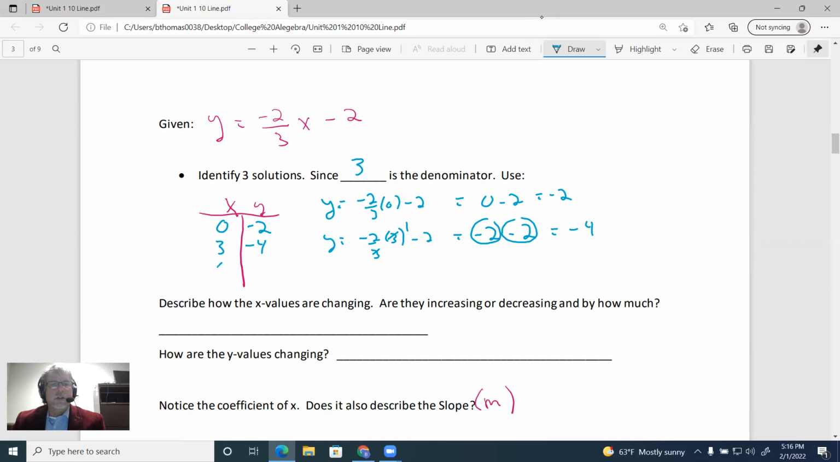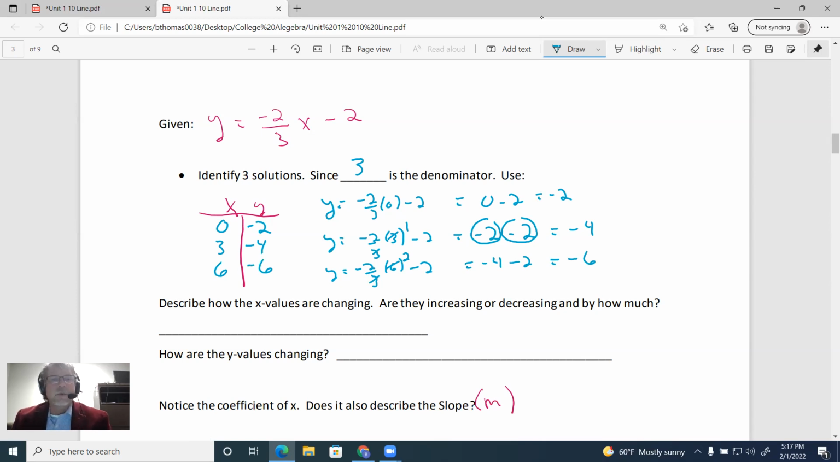And also 6 would be another easy number to divide by 3. So I have y equals -2/3 times 6 minus 2. So that's how 3 goes into 6 2 times. 2 times -2 is -4. We have a -4 and we have a -2. That's going to be a -6. So 6 went in, -6 came out.